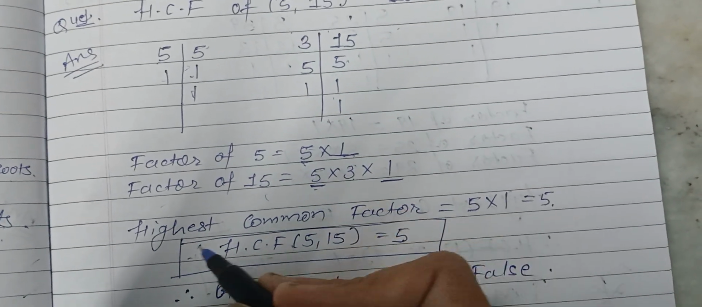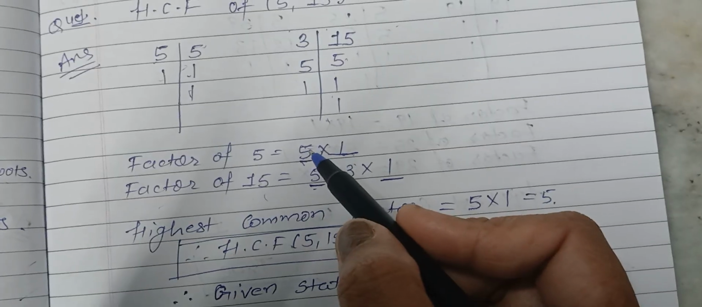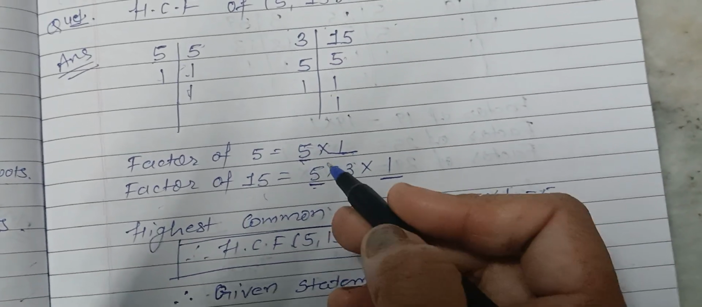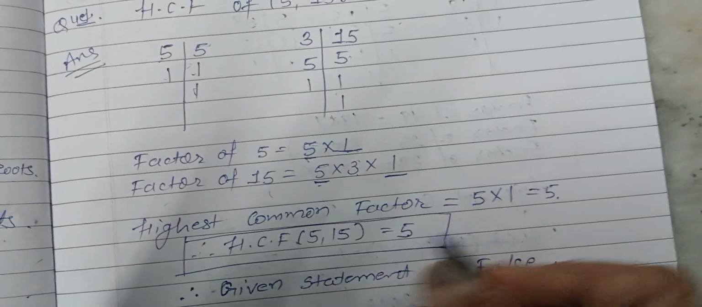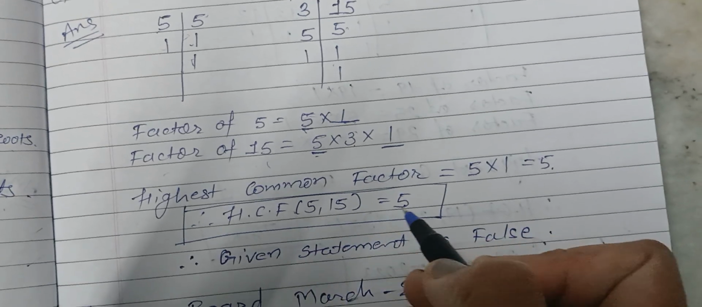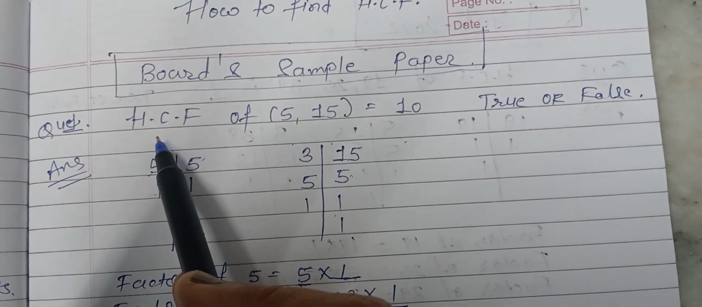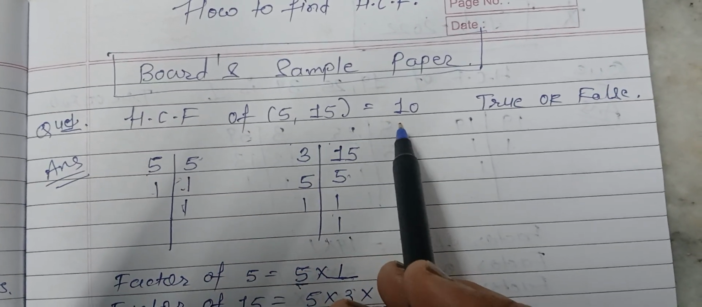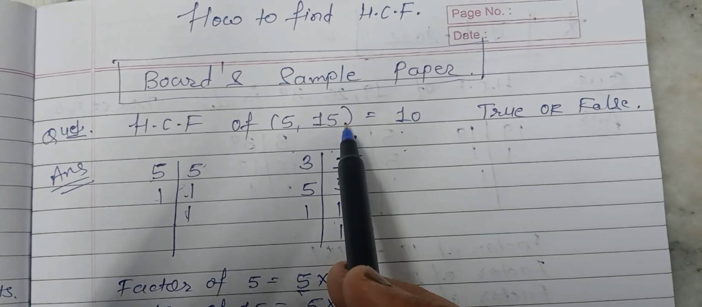So what we can see is, the highest common factor is equal to, what are the common ones? 5 is here and 1 is here. Which one is highest? It is 5. Therefore the highest common factor of 5 and 15 is equal to 5. And in the question, we have the highest common factor of 5 and 15 equal to 10. This is the statement given in the question itself.